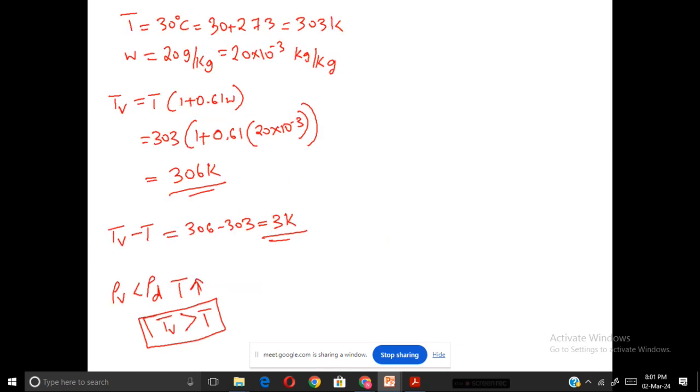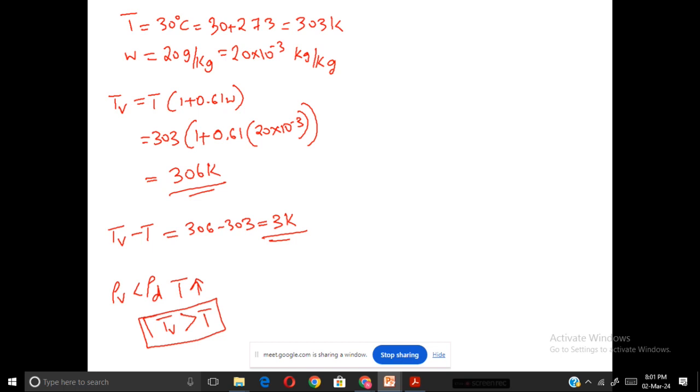So we learned what is potential temperature. Potential temperature is basically the temperature that an air parcel would attain if it is adiabatically expanded or compressed to a standard pressure level, which is generally taken as 1000 MB or 1000 hectopascal. And another temperature that we learned was virtual temperature. Virtual temperature is the temperature an air parcel would attain if it had the same density as that of the moist air parcel. So that is virtual temperature.